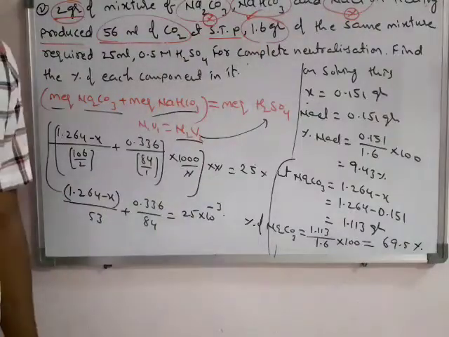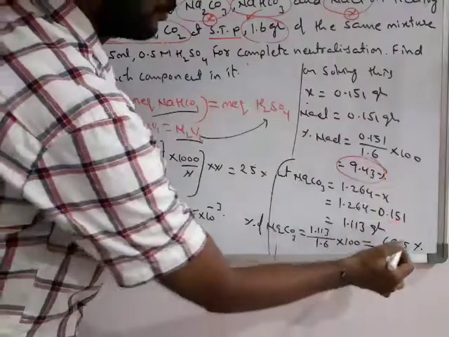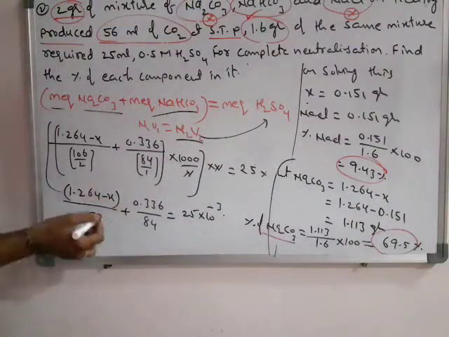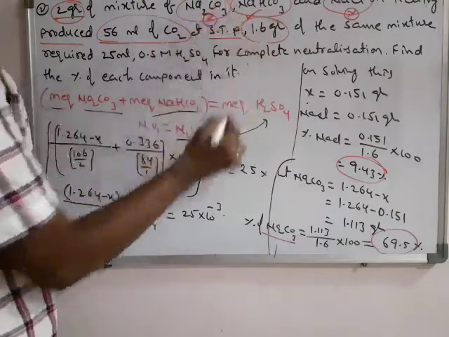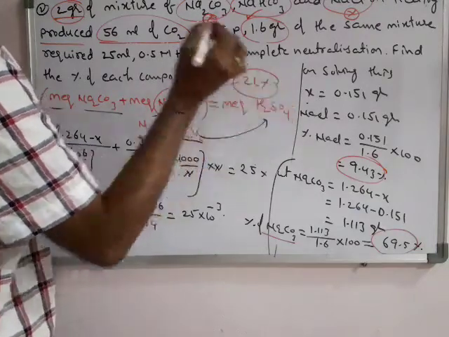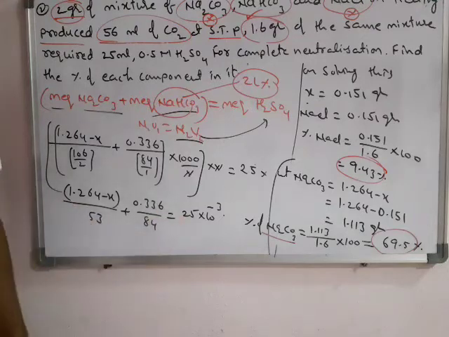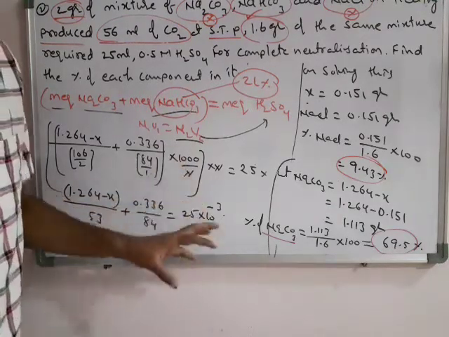So these are the percentage values of NaCl, Na2CO3, and you got 21 percent for NaHCO3, which was calculated first from the first information. Okay, this is the problem. This type of problem is very rare. So just practice it 2 or 3 times.